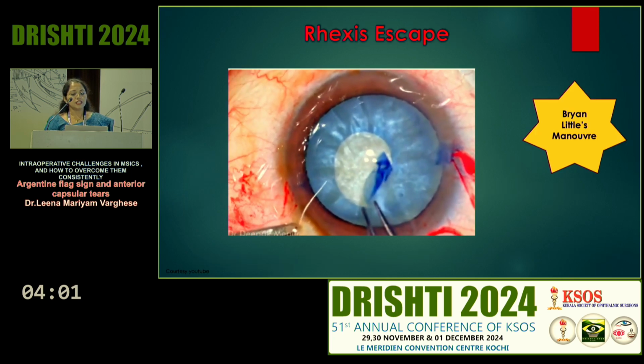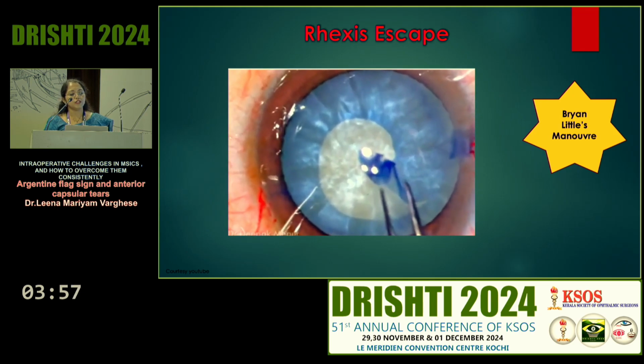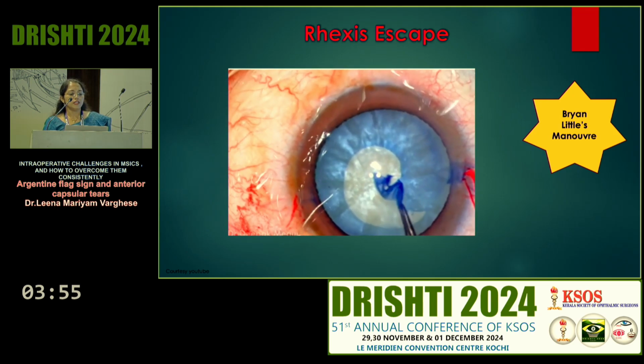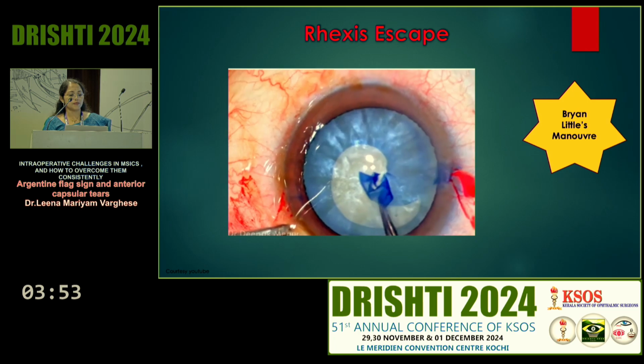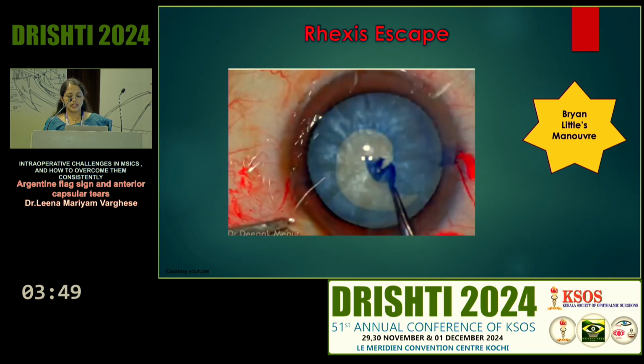So when there is a rhexis escape, or when you see the rhexis margin extending towards the periphery, you can do a Brian Little's maneuver. Here what you do is you unfold the capsule back and then you pull towards the center or away from the direction of the tear.